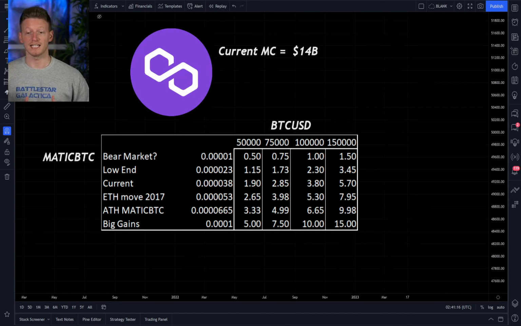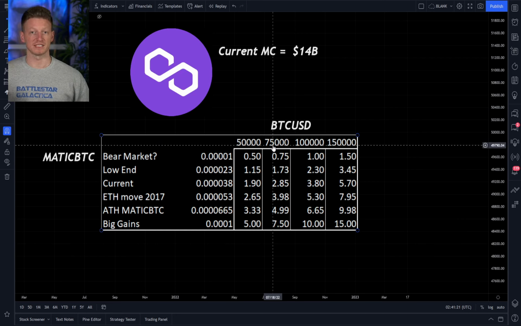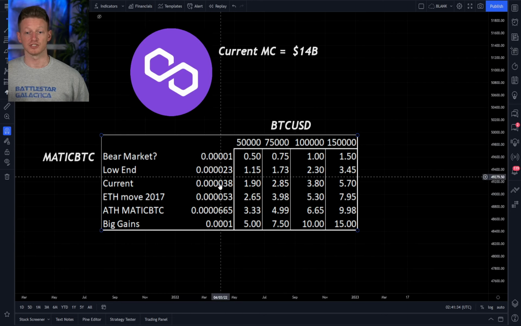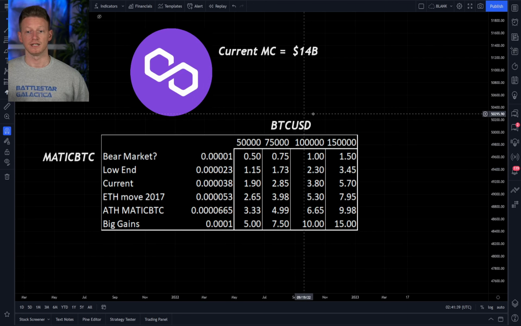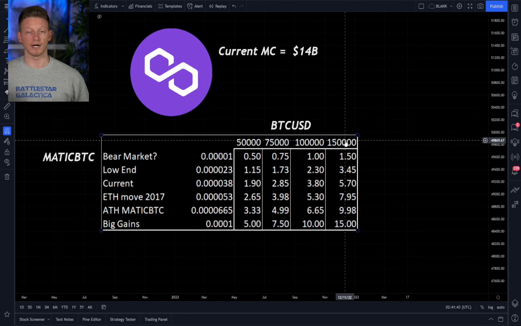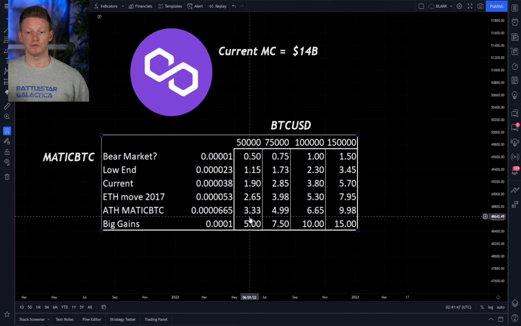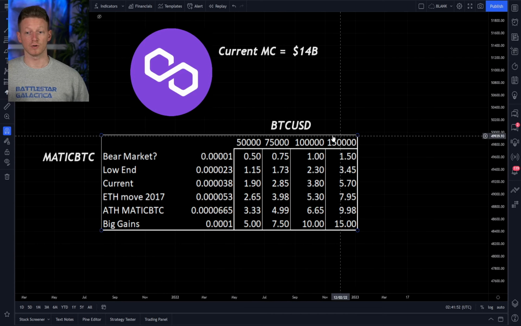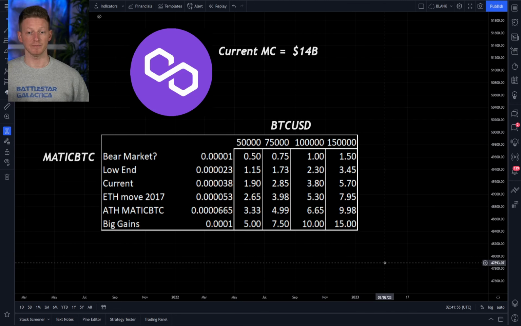Okay, guys, so what we're looking at here is the Bitcoin price. So these are estimates of possible Bitcoin prices during this market cycle and various levels of the MATIC to BTC valuation. This is where we're currently at with MATIC to BTC. This is different prices where Bitcoin may end up. And then this shows you various MATIC to USD prices based on where Bitcoin is at and how strong MATIC is performing against Bitcoin. Okay.